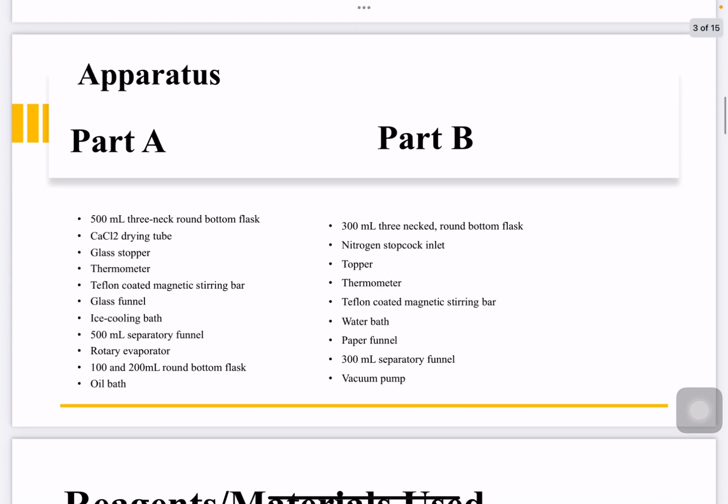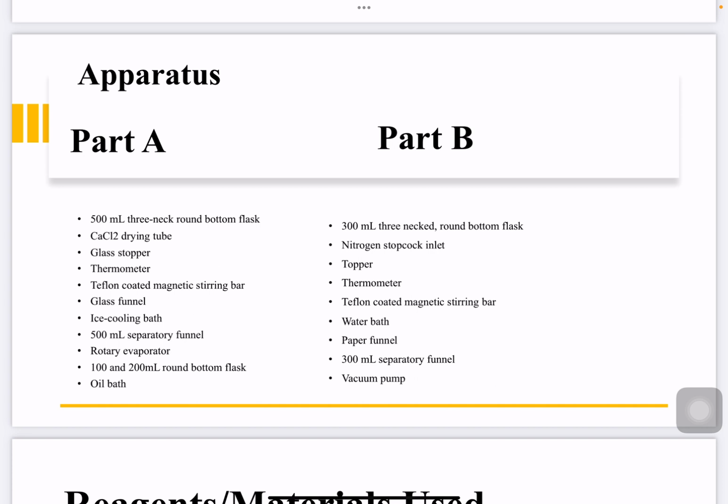Now we are going to talk about the apparatus that is used in this reaction. This reaction comes with part A and part B. With part A and part B, the apparatus is mainly the same. The difference is just the volume of the 3-necked round bottom flask. For part A, we are using a 500 ml 3-neck round bottom flask. In part B, we are using a 300 ml 3-neck round bottom flask.